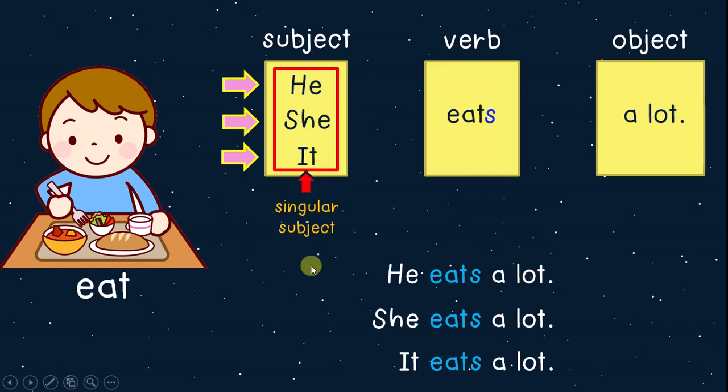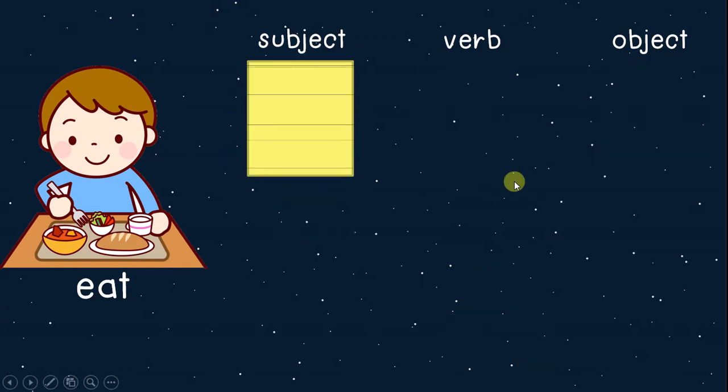Okay, some of you might ask, what is subject? Subject means pelaku, orang yang buat. The verb is eats, makan. Siapa yang makan? He. Siapa yang makan? She. Siapa yang makan? It. Okay. Subject, pelaku, orang yang buat. Verbs, the perbuatan.